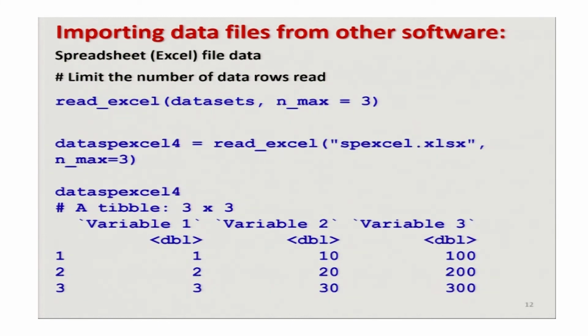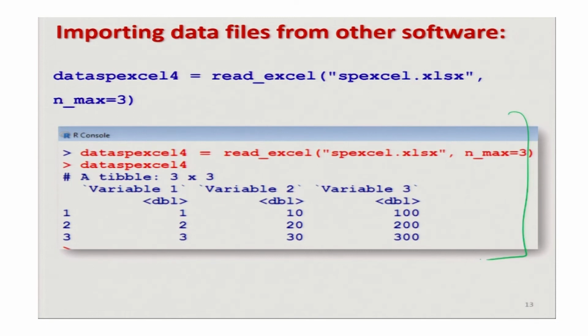For example, if I say read underscore Excel, and I want to read the number of rows equal to 3, and I use the file name spexel.xlsx, and give the option n underscore max, all in lowercase, equal to 3, then it will read only the first 3 rows of this data file, right. And you can see here the screenshot of the same operation.